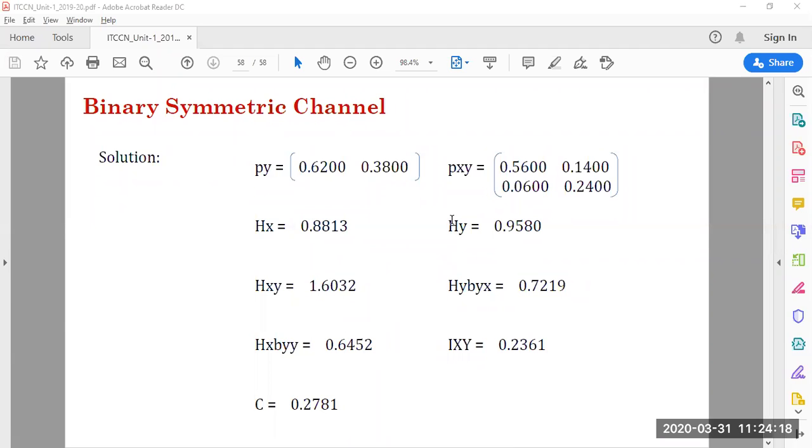So these are the answers. Just write down these answers. For those who have not got the answer, P(y) is 0.62, then 0.38. Sorry, P(x,y) is 0.56, 0.14, 0.06, 0.24. H(X) is 0.8813. Then H(Y) is 0.95. Then H(X,Y) is 1.6. H(Y/X) is 0.72. H(X/Y) is 0.64. Then mutual information is 0.23, and then capacity is 0.278 or 0.28.